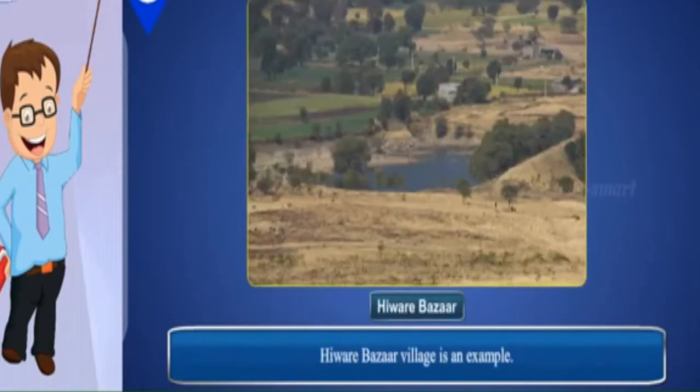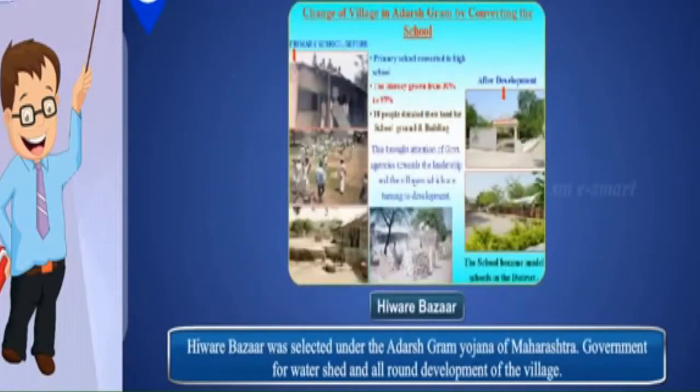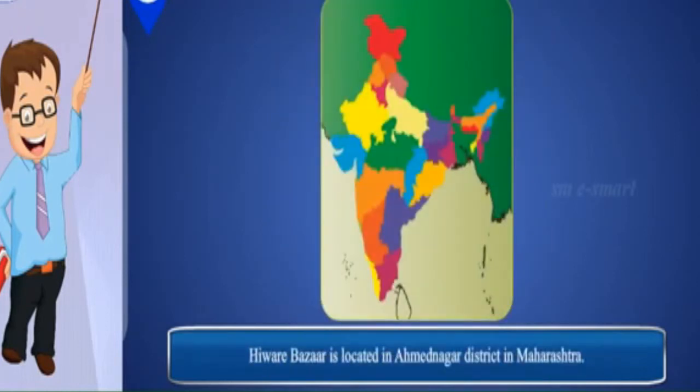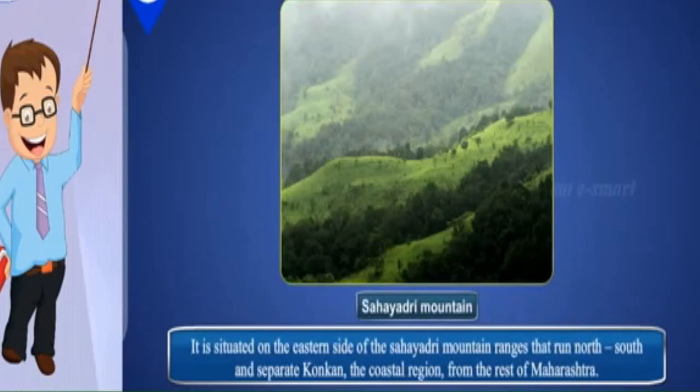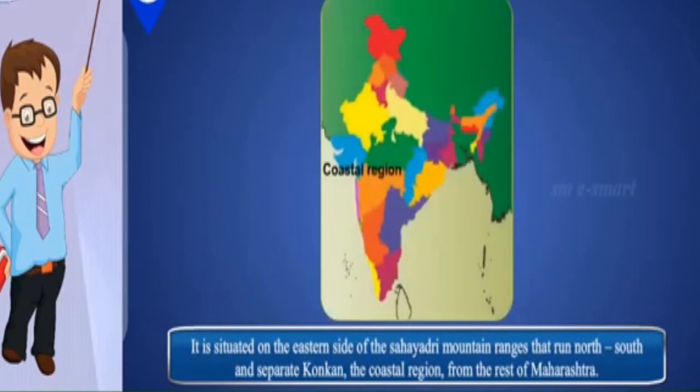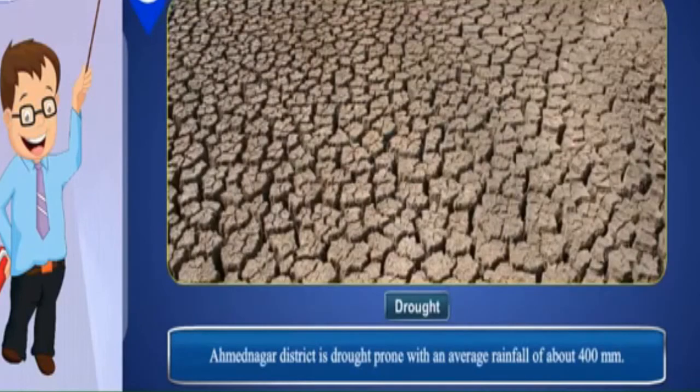Hiware Bazar was selected under the Adarsh Gram Yojana of the Maharashtra government for watershed and all-round development of the village. Hiware Bazar is located in Ahmednagar district in Maharashtra. It is situated on the eastern side of the Sahyadri mountain ranges that run north-south and separate Konkan, the coastal region, from the rest of Maharashtra. Ahmednagar district is drought-prone with an average rainfall of about 400 mm.